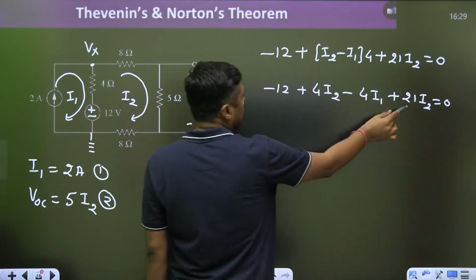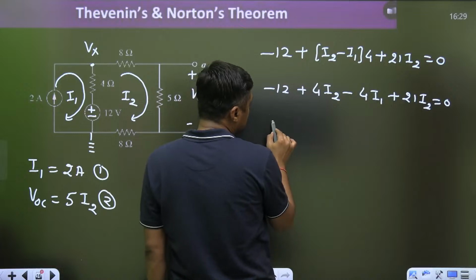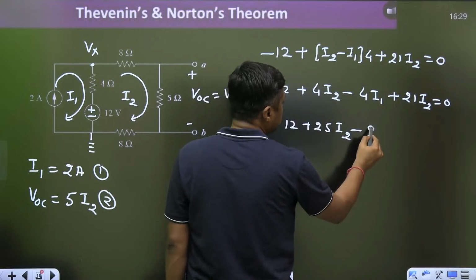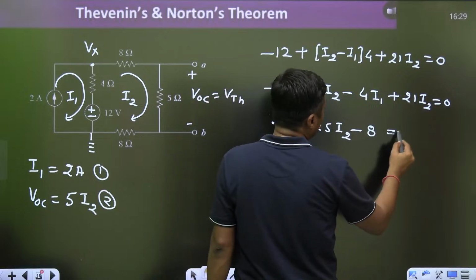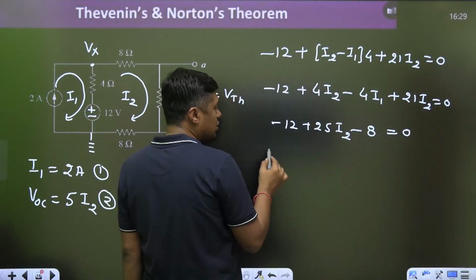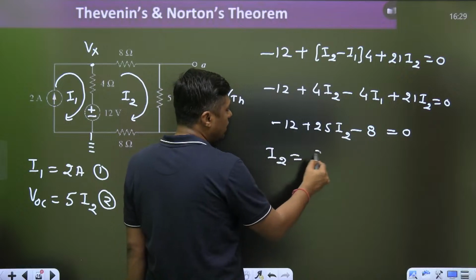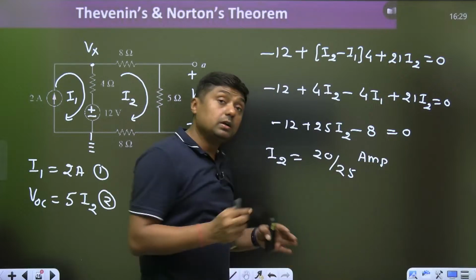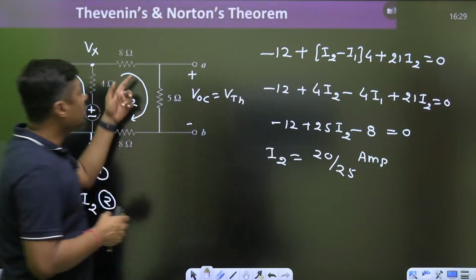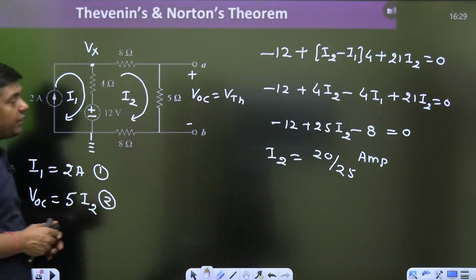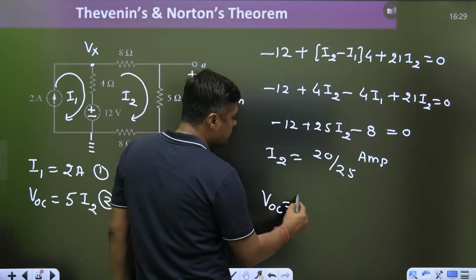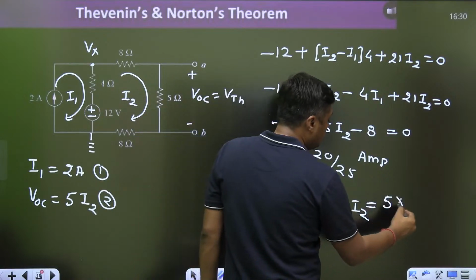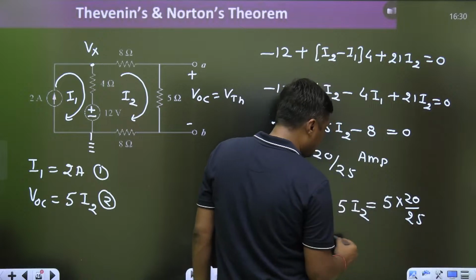Now watch this. 21, this is the 25. Minus 12 plus 25 times of I2 minus 8, because I1 is 2 ampere, is equal to 0. Minus 12 plus 8, that is the 20. So I2 will become 20 divided by 25 ampere. What is the VOC? VOC is nothing but 5 times of I2. VOC is VTH. It will become 5 into 20 divided by 25. We are getting the 4 volt.